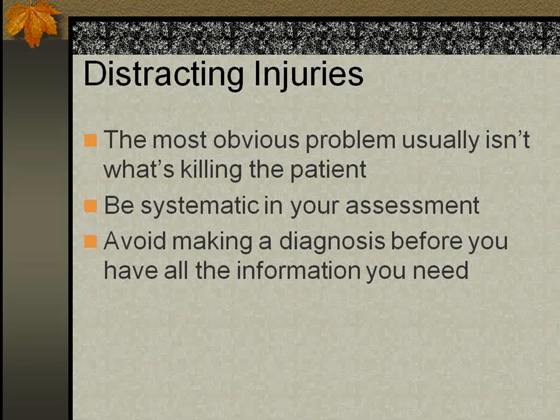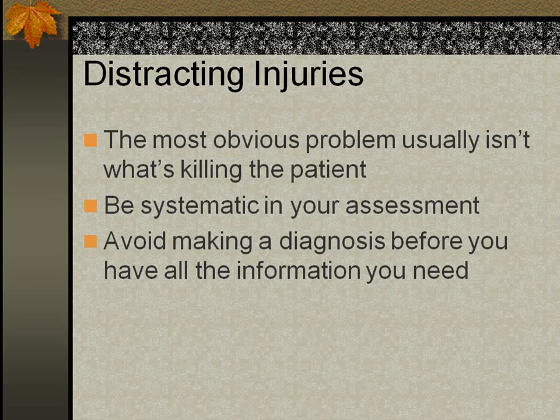So again, distracting injury: the most obvious injury cannot be what's killing them. They're concerned about the broken arm, but they don't have the sensation to notice the big bleed going on in their belly. You don't want to be the one passing that up. Be systematic, always be systematic. Avoid making decisions before you have all the information. A lot of this is just gathering data, then regathering data, then regathering data. That's a lot of what we do.